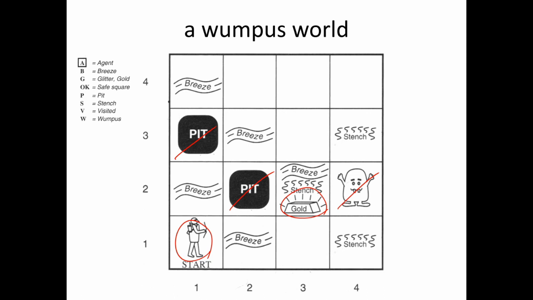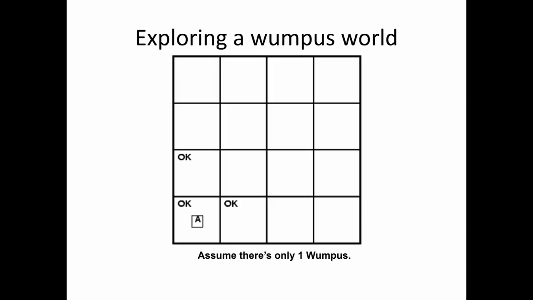Again, the agent starts off with very limited knowledge about this world, but by making inferences and experiencing the world, you learn more and more about the world and eventually find gold while avoiding the dangers. So let's take a look at an example. Suppose the agent is at the bottom left location. Given that the agent does not feel any breeze, smell anything, or see any glitter, the agent knows that it's fine to go up or go to the right.